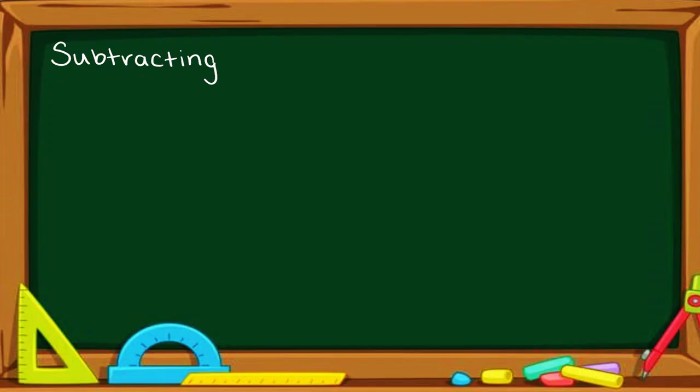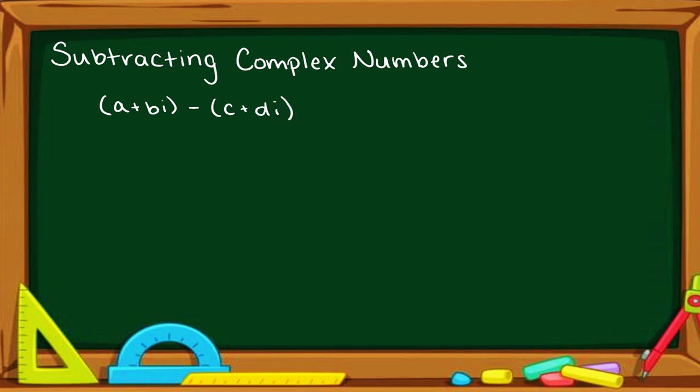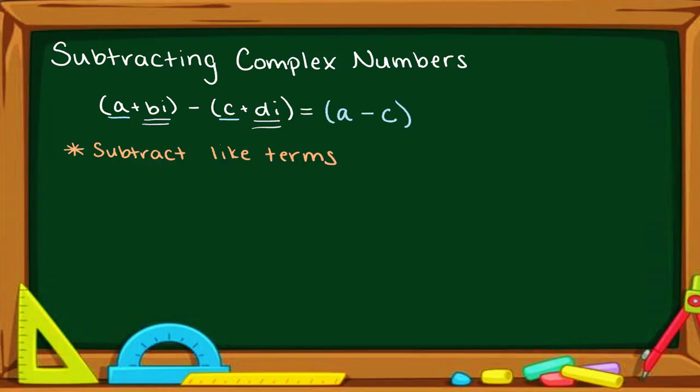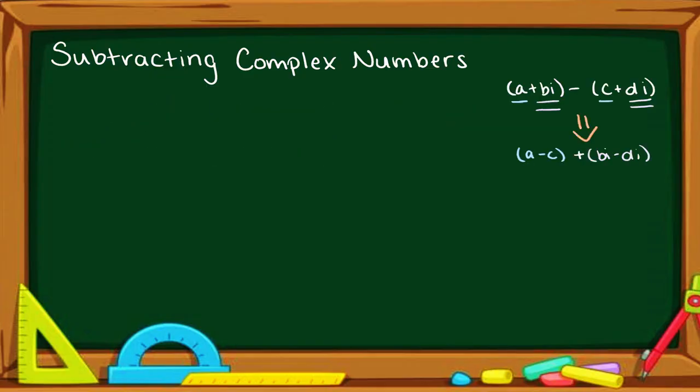Next, let's look at subtracting complex numbers. Subtracting complex numbers is just like adding them. We're going to combine our like terms, except instead of adding our like terms, we're going to subtract our like terms. So if we have a plus bi minus c plus di, a and c are like terms, bi and di are like terms. And our solution is going to be a minus c plus bi minus di. Let's look at some examples.